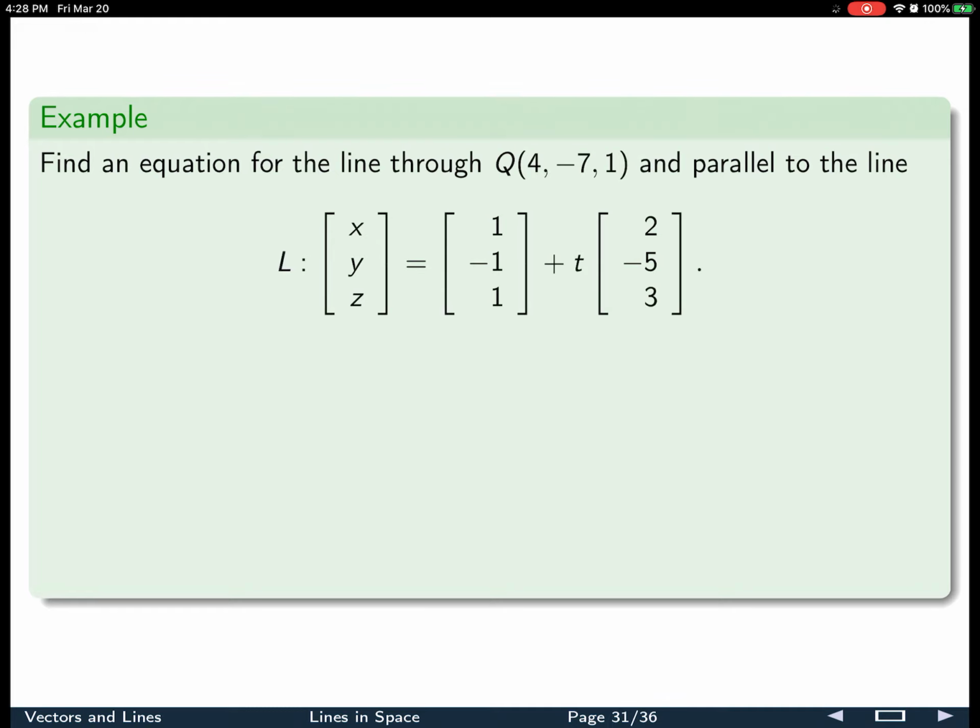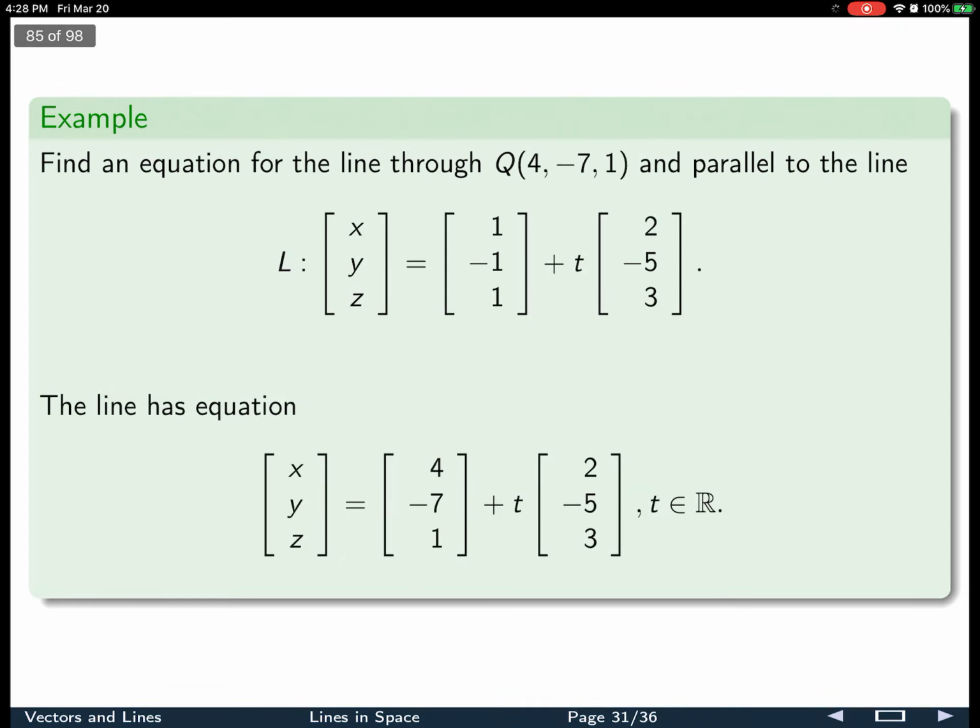All right, for finding the equation of a line through that point in parallel, we just borrow the same direction vector and make sure that it goes to the point Q.